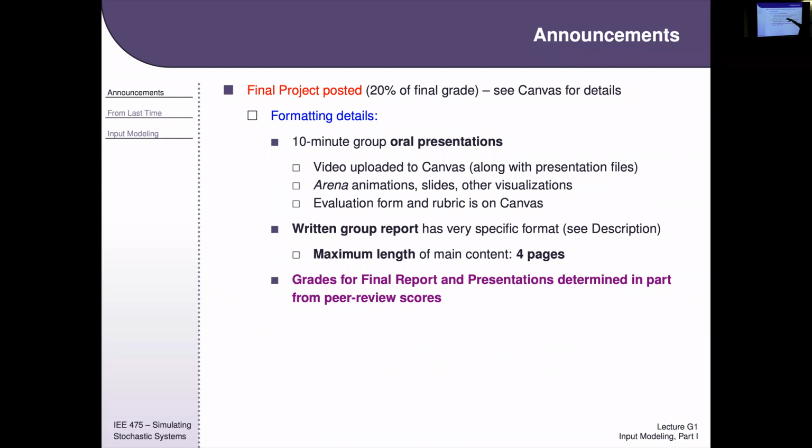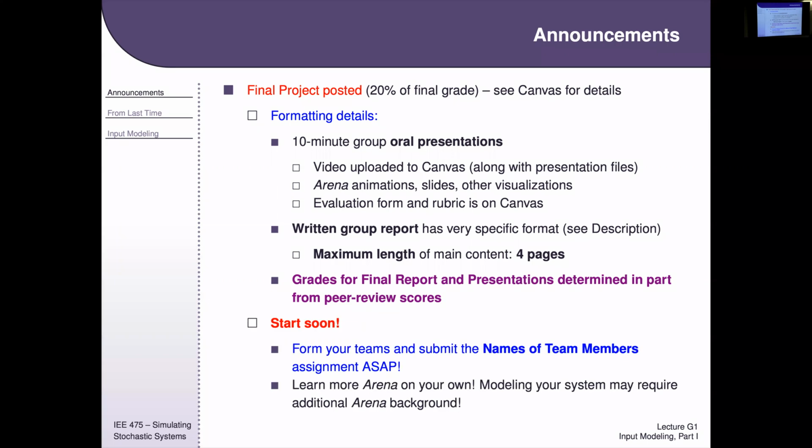So the presentations that you upload are just going to be 10-minute presentations. There's an evaluation form and rubric that you can already see on Canvas if you want to see how they'll be evaluated. The written report has a very specific format on Canvas, 4 pages, and again, I'll use the peer reviews to help me determine what the final scores will be. So try to get your team together ASAP.